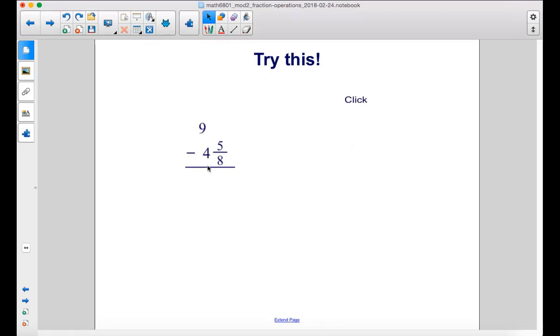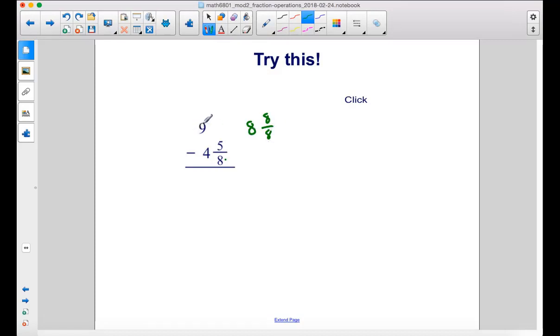9 minus 4 and 5/8. So we don't even have a fraction portion up here, but we're going to need one. So we have to rewrite this number on top as a mixed number with a fraction that has eighths. So 9 can be rewritten as 8 and 8/8. Remember, 8 over 8 just means 1.